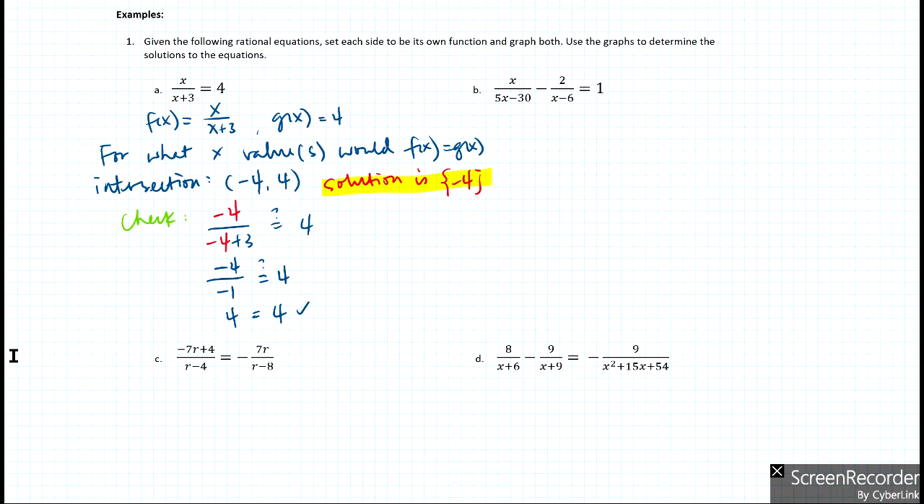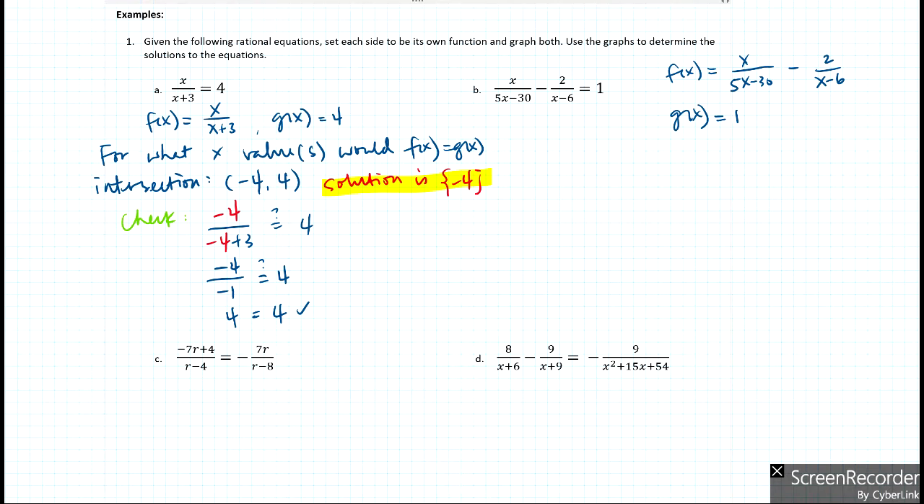Now moving on to part B, we can do the same strategy as before. We can let our f of x be equal to x over 5x minus 30, minus 2 over x minus 6. So you can see when we're working with this type of method, we're not very particular about what type of format we need to start with. We can start working with any form of the rational equation, and on the right hand side, we still have a constant, g of x equal to 1.